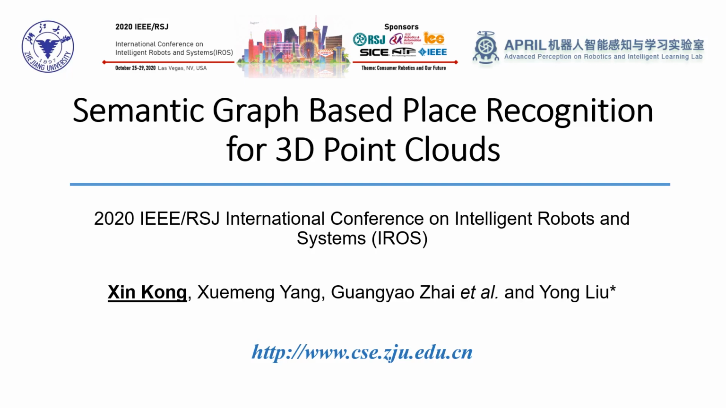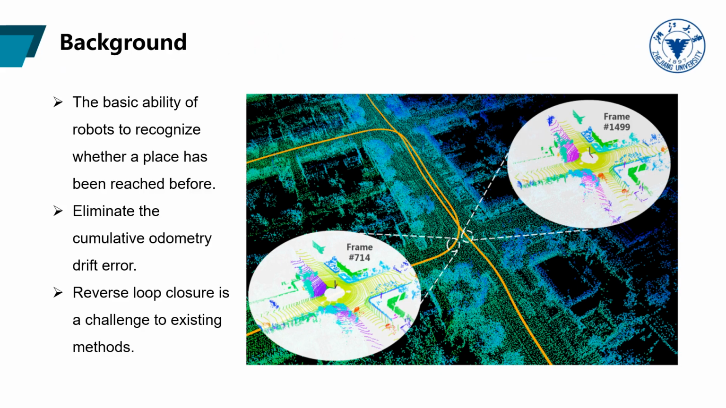I will introduce our work, Semantic Graph-Based Place Recognition for 3D Point Clouds. Loop closure detection is an important issue in SLAM, which refers to the ability of robots to recognize whether a place has been reached before. It's the most effective way to eliminate the cumulative odometry drift error, helping build a more precise global map and achieve more accurate localization.